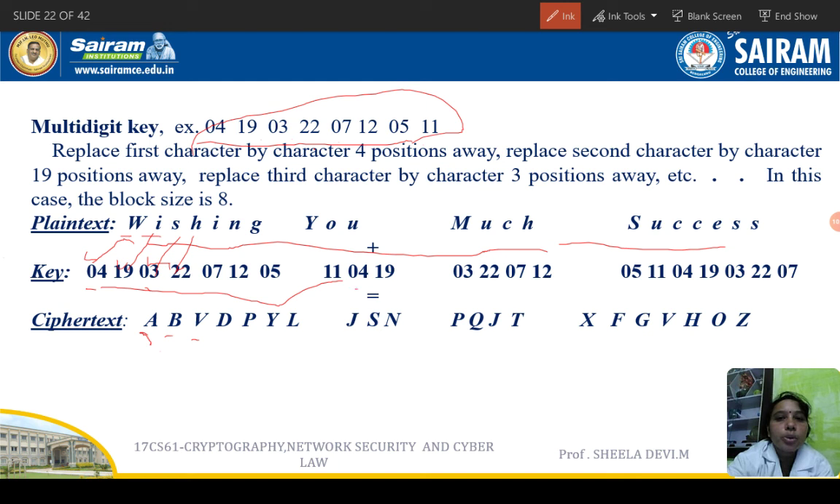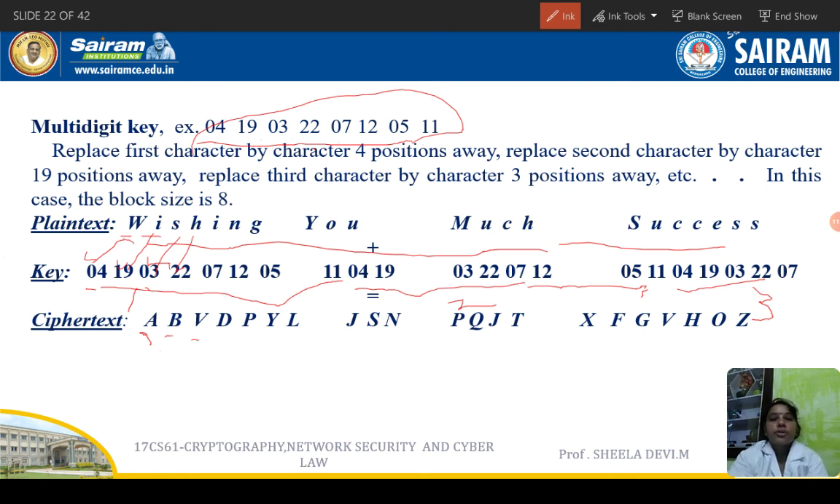Again, for the next block the same key should be repeated. Again, for the next block the same key should be repeated. Like this it goes. This is block 1. This is block 2. And again it should start. This is block 3. So 3 blocks have been divided. The block size is 8. Why is it 8? Because the key size is 8. The number of digits in the key is 8. So I am dividing my plain text into 3 non-overlapping blocks of the key size.